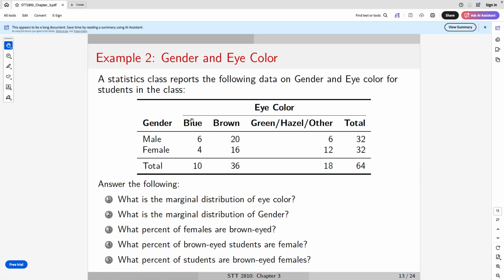Now let's go to where you wrote blue. What is the total number of blue? 10. So you have to look through here and look at the total. You see? The total number is 10. So 10 divided by the total. 10 divided by what? 64.